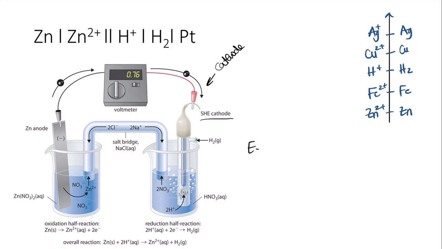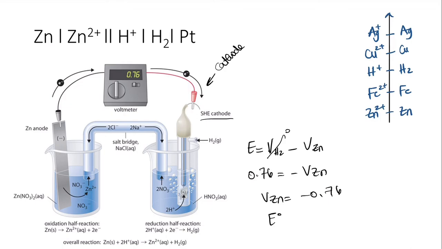So E is equal to V for the hydrogen minus V for the Zn. E is equal to 0.76. Here the hydrogen is the cathode minus the Zn, which is the anode. V of H2 is equal to 0, so I'm going to cancel it. So 0.76 is equal to minus VZn, so VZn is equal to minus 0.76.